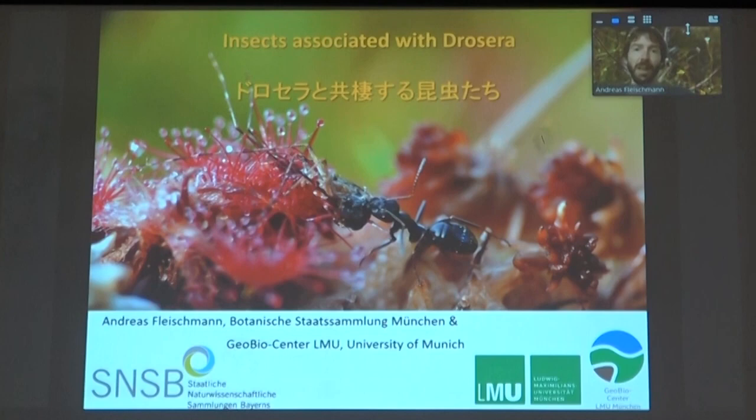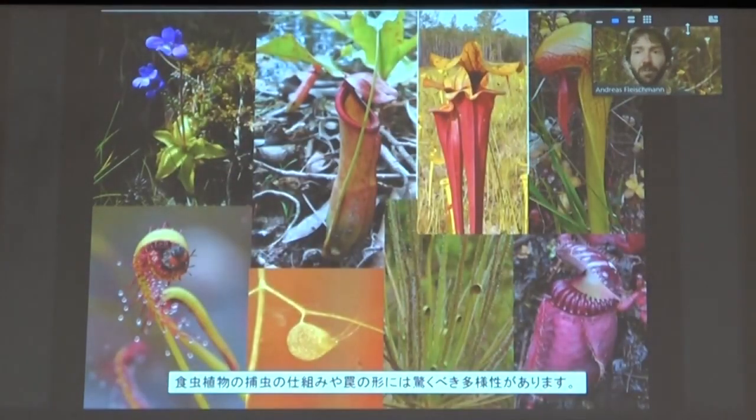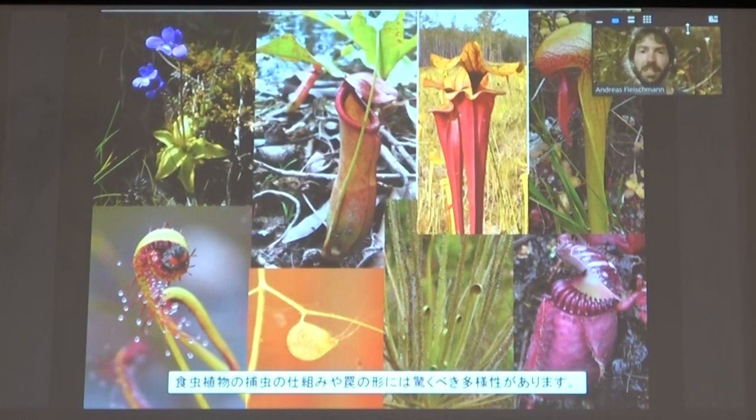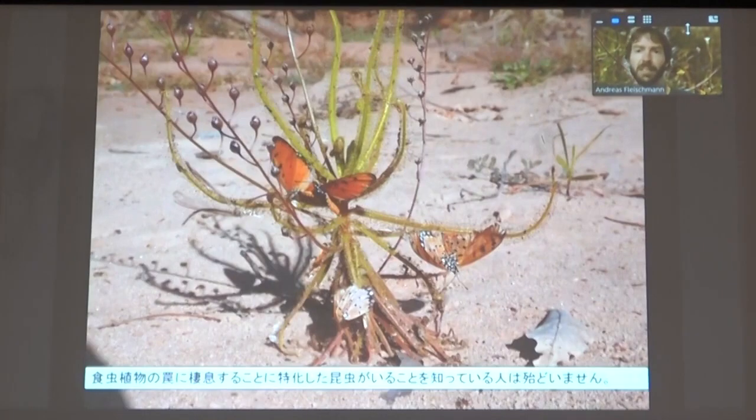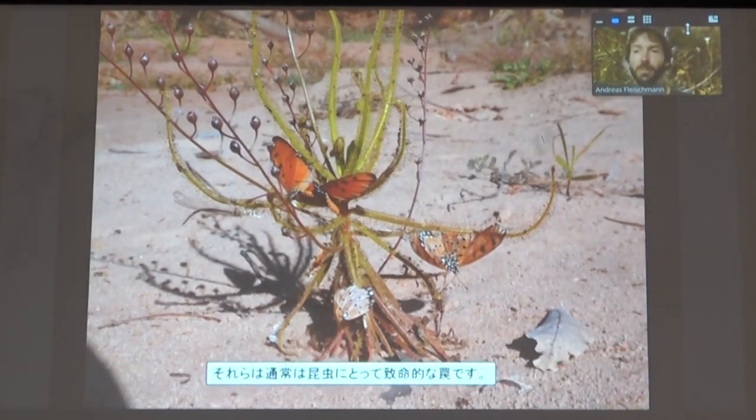So, carnivorous plants developed a great variety of trap types and trapping strategies, like the Venus flytrap, you know. And generally, carnivorous plants are considered deadly traps for insects, like this sundew, which has captured large butterflies. Very few people know that there are also insects and animals living on carnivorous plants.